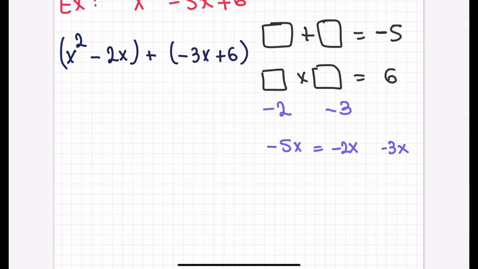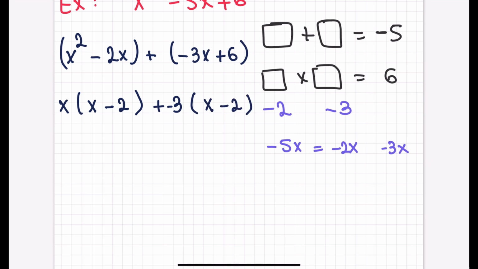I can factor x. So I'm gonna write down x minus 2 plus, what can I factor from negative 3x plus 6? So this would be 3, I say. So I'm gonna write down 3. No, negative 3. So it's gonna be x minus 2.